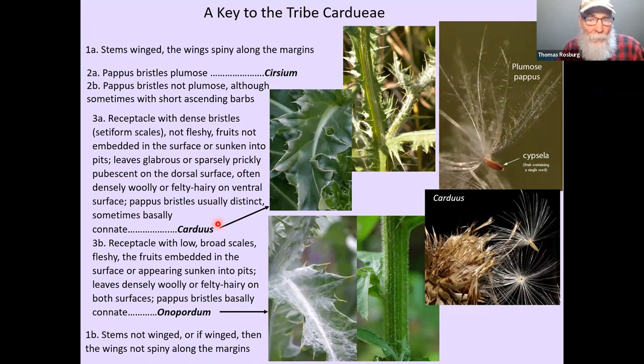Okay, so we've got Cirsium, Carduus, and Onopordum keyed out. Here's an example of pappus bristles, not plumose. These right here, which again is going to be true for Carduus, because Carduus comes out underneath 2B right here. And that's what we can see here. These are just bristles. They don't have a feather-like structure, just a single hair.